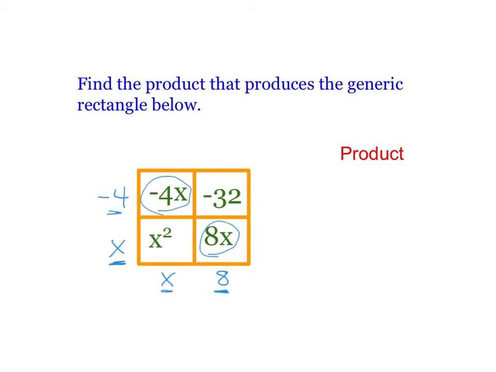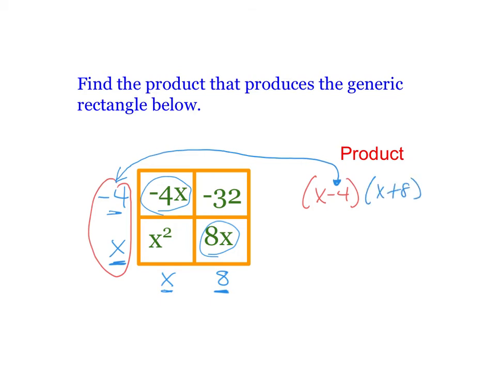Now, when I transfer these over, for the product, this one's going to be x minus 4. So notice the 4 was negative on the generic rectangle, and that turns into x minus 4 in the product. Okay, and then the other one would just be x plus 8. And again, I could write this as a sum, so don't forget that that's also an option.